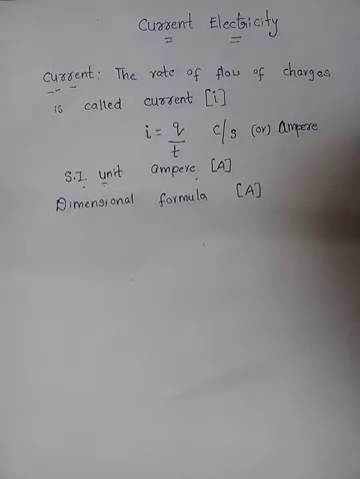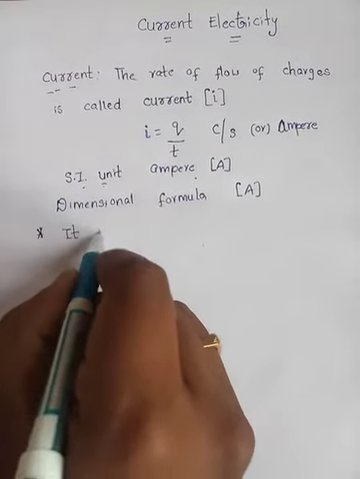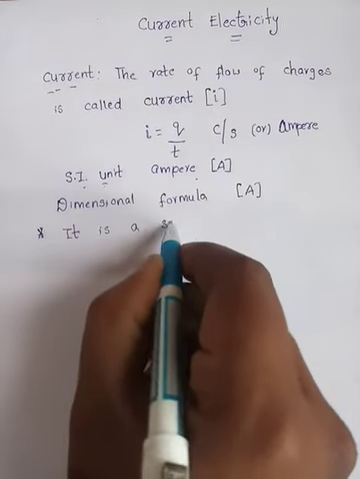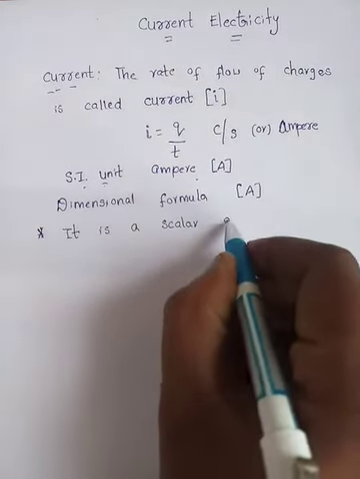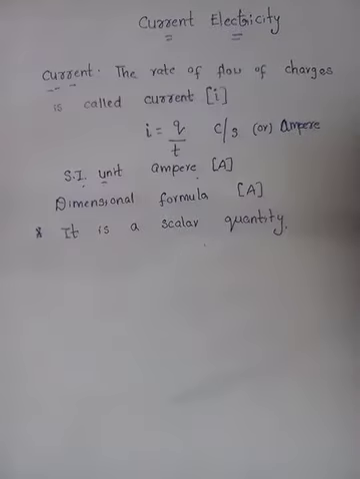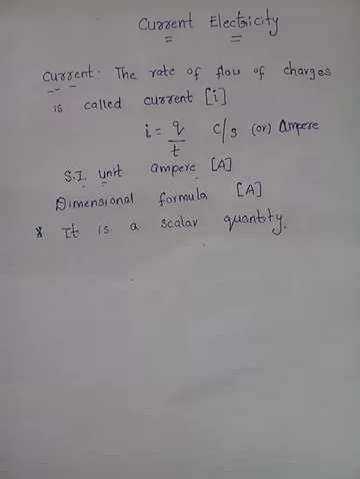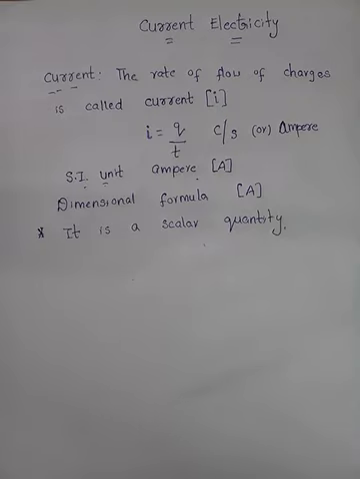Now, is current a scalar or a vector? I say that it is a scalar quantity. Why is it a scalar quantity? Even though it has both magnitude and direction, it is considered a scalar quantity because it does not obey the vector laws of addition. Why is it not obeying the vector laws of addition?